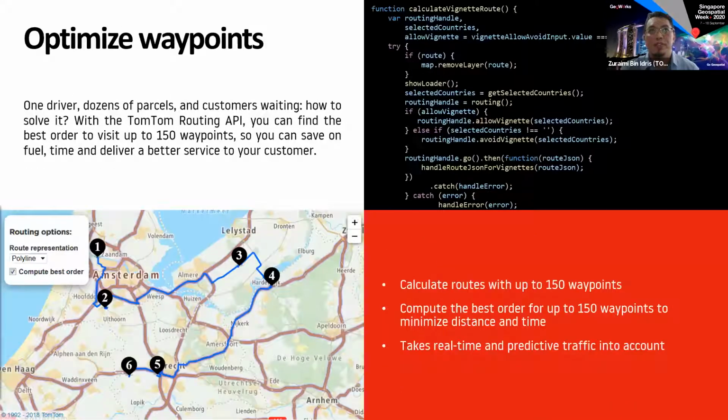Optimize waypoints. One driver, dozens of parcels, and customers waiting. How to solve it? With the TomTom Routing API, you can find the best order to visit up to 150 waypoints so you can save on fuel, time, and deliver a better service to your customer. So it calculates routes with up to 150 waypoints. It computes the best order to minimize distance and time. It takes real-time and predictive traffic into account.